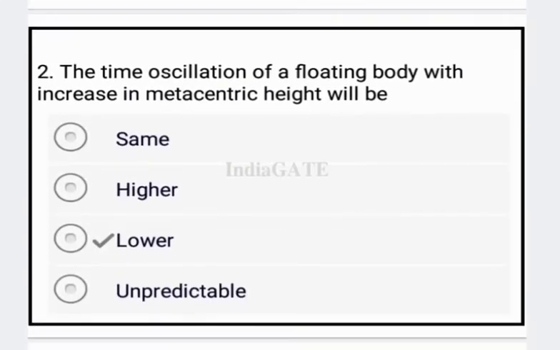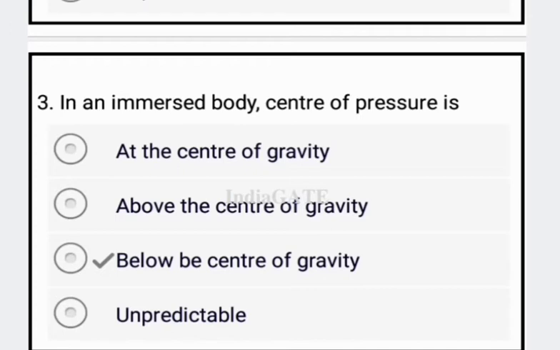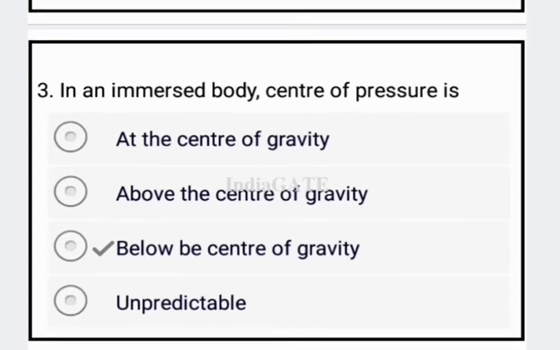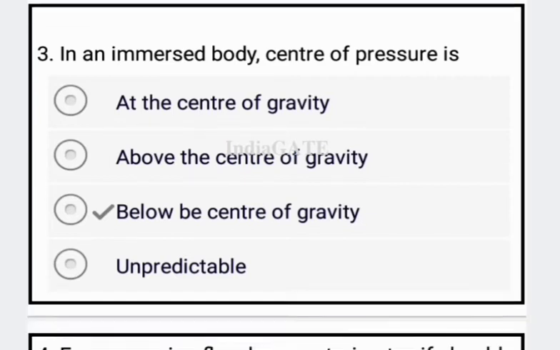Next question. The time of oscillation of a floating body with increase in metacentric height will be. So the correct answer is option C, lower. Next question. In an immersed body, center of pressure is. So the correct answer is option C, below the center of gravity.